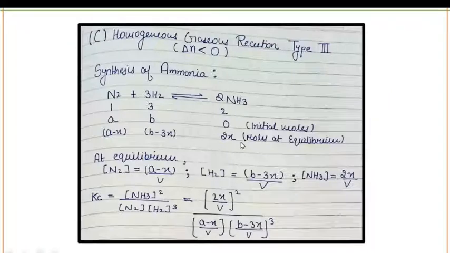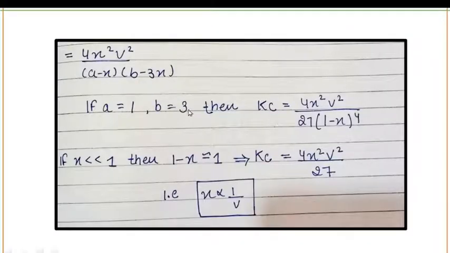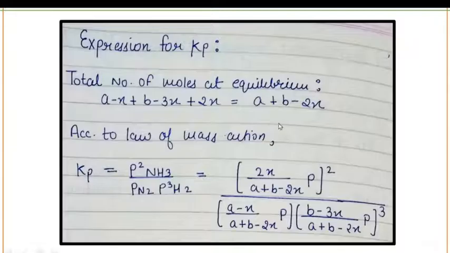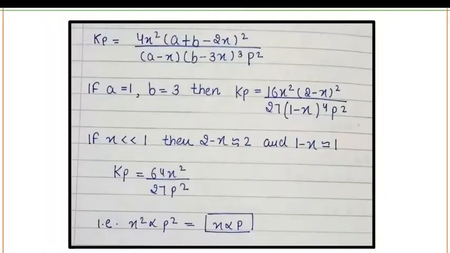Okay. So, you can calculate from this. After calculating all the values, you will get the value of Kc as 4x square v square divided by 27. Now, if you talk about the expression for Kp, you can also calculate the value of Kp like we have done in the two previous cases. By calculating the value of Kp, you will get the answer as 64x square divided by 27p square, which means x is directly proportional to p.